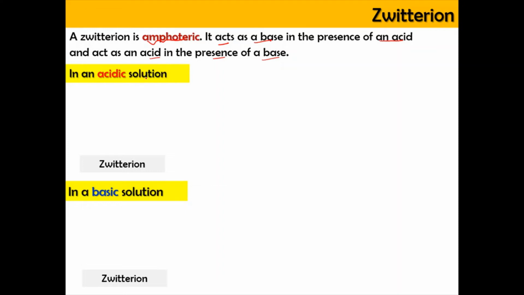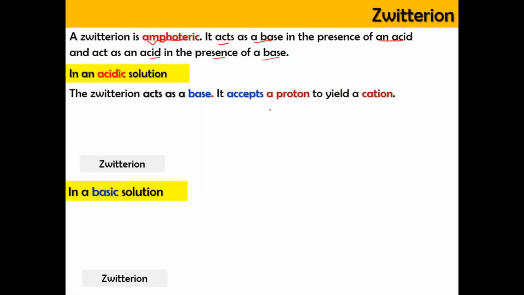So in an acidic solution, the Zwitterion will act as a base, and it's going to accept a proton in order to yield a cation. Okay, so acidic is going to produce a cation, which is the C again. Okay, so let's say if you have a Zwitterion here, so R here can be anything, can be CH3, H, or any derivative. So this is your Zwitterion.